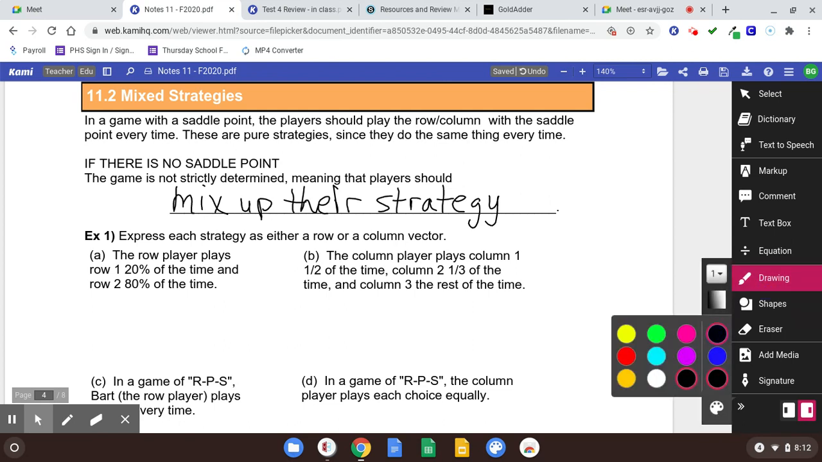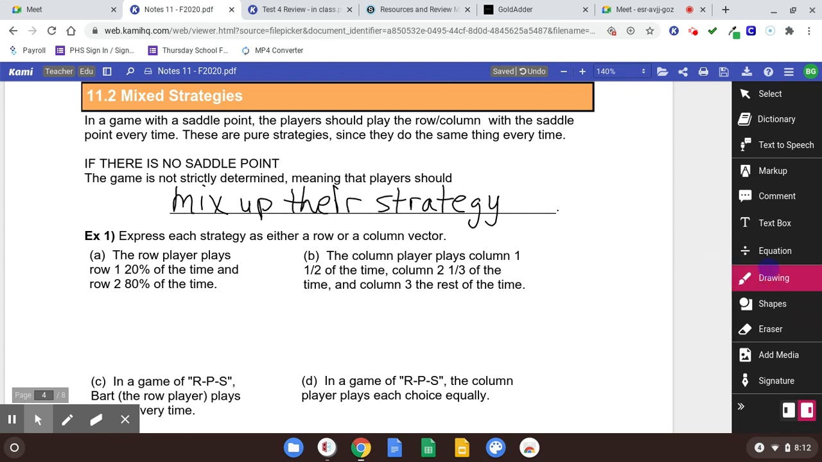Number 1, express each strategy as either a row or a column vector. Okay, so we're going to talk about what they're going to do and how often they're going to do it. Part A says the row player plays row 1 20% of the time and row 2 80% of the time.